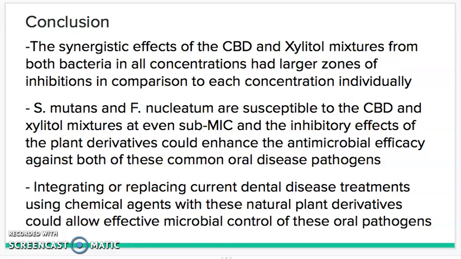So the S. mutans and F. nucleatum are susceptible to CBD and xylitol mixtures, even at a sub-MIC. Now, sub-MIC is a concentration below the minimum inhibitory concentration of a microorganism. So I used a lesser amount and even showed how big of an effect that was. And the inhibitory effects of the plant derivatives could enhance the antimicrobial efficiency against both these common oral disease pathogens, like dental caries and periodontal disease, and it can have a really big impact and can really improve different dental care and different ways we treat them.